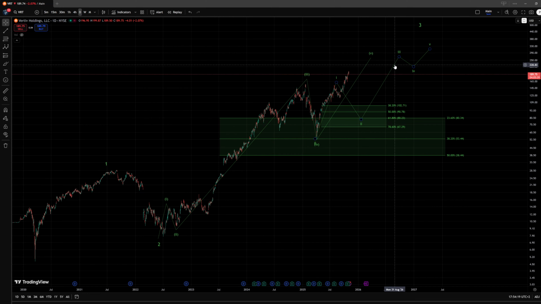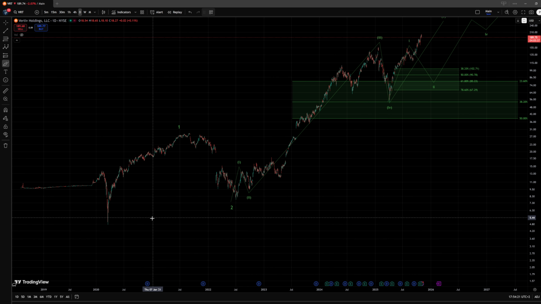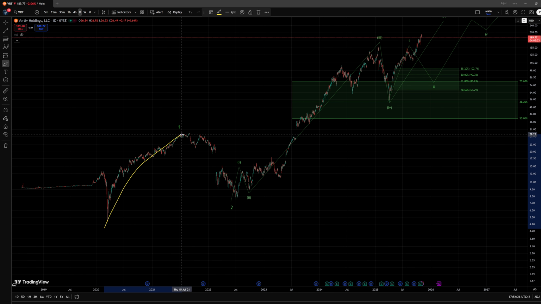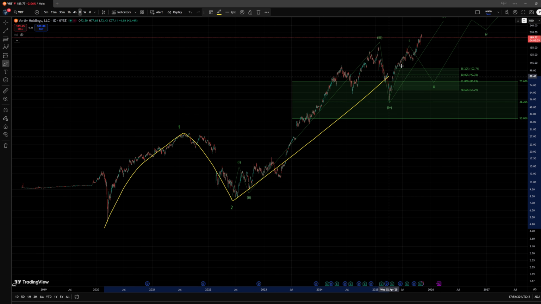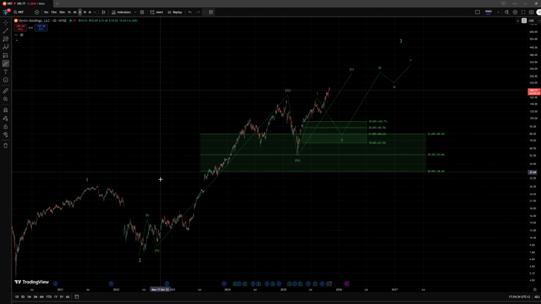But before that, I would like to point out the larger time frame structure that we are tracking, which consists of an initial wave 1 up here, a wave 2 correction down here, and then we are tracking the larger third wave that would be forming to the upside. Now, within this wave 3, we have a couple of ways we could interpret it.